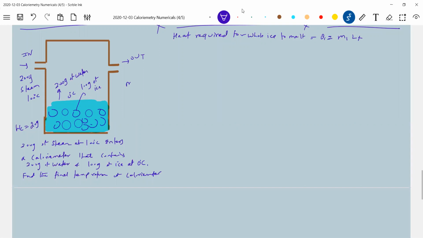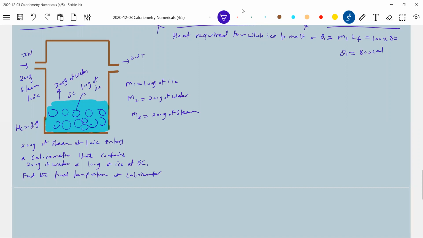So the symbols: M1 is 100 gram of ice, M2 is 200 gram of water. What is M3? 200 gram of steam. Okay, these are for our reference, we are taking all these symbols. Now this should be equal to 100 into 80, 800 calories.